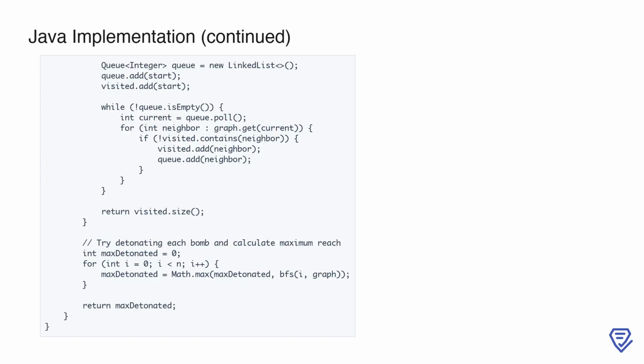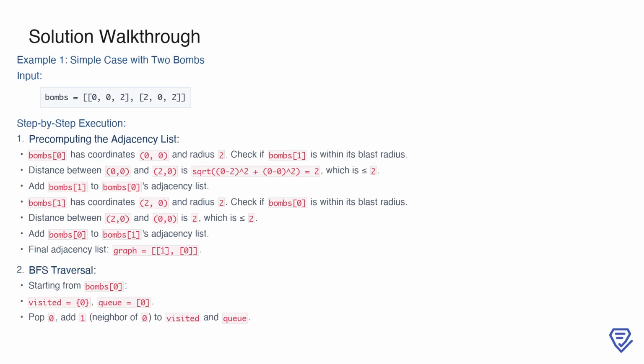To begin, we are given a simple case with two bombs. These bombs are represented by their coordinates and their blast radius. The first step is to pre-compute an adjacency list to determine which bombs can trigger each other. For bomb 0 at 0, 0, with a radius of 2, we calculate the distance to bomb 1 at 2, 0. Using the distance formula, we find the distance is exactly 2, which is within the blast radius. So, we add bomb 1 to the adjacency list of bomb 0.